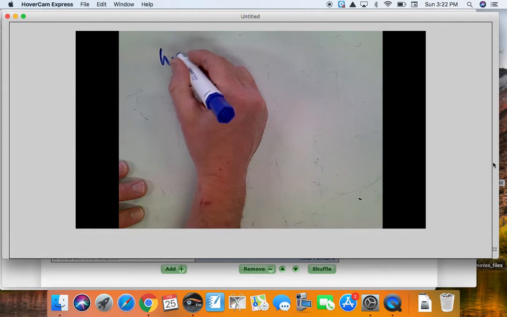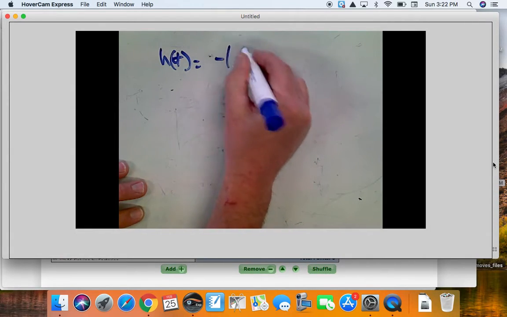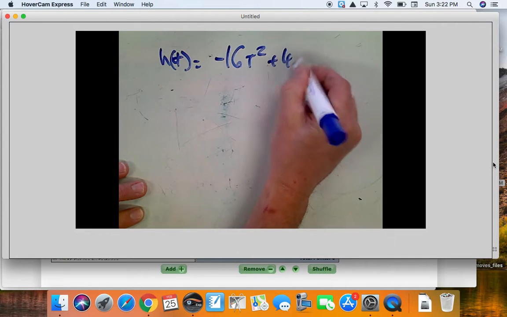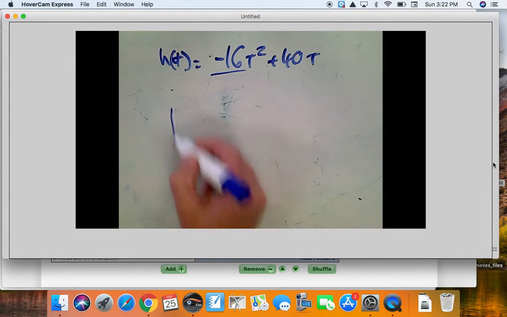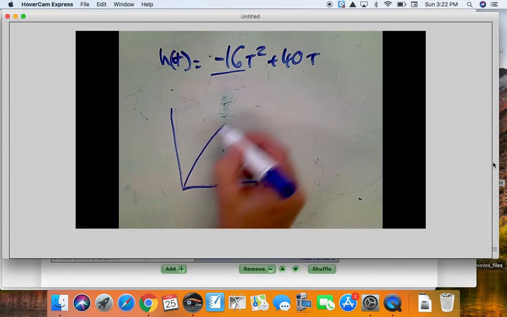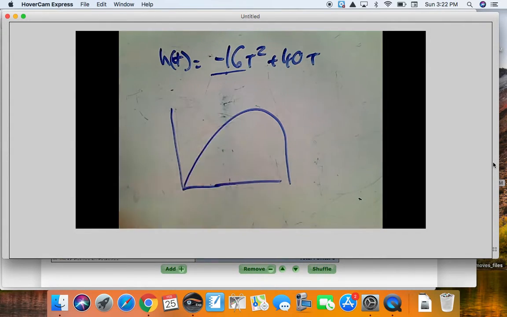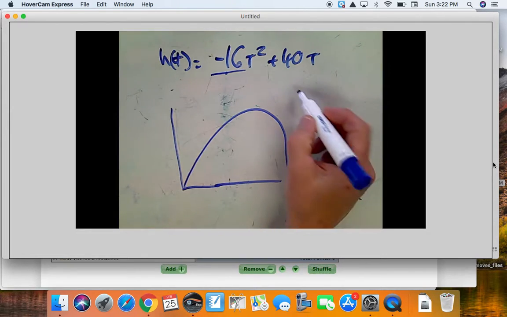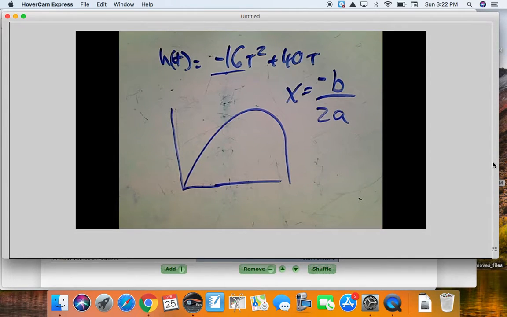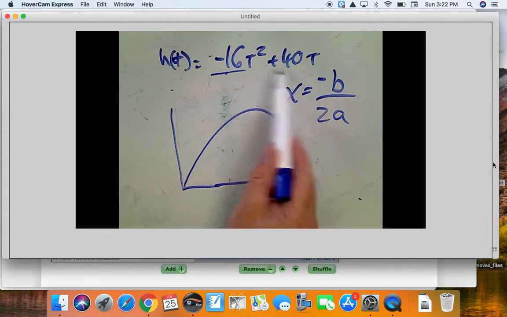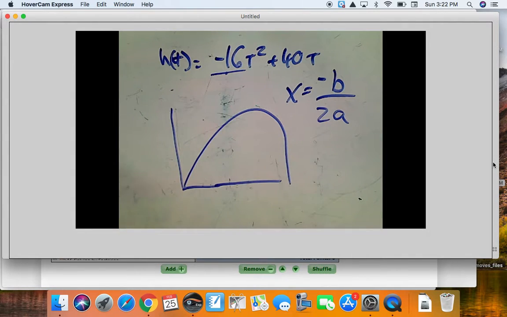Okay, so let's switch back over here. h of t equals negative 16t squared plus 40t. You can see that this parabola is going to be going something like this, fairly steep, because that leading coefficient is negative. And we need to find that vertex. The book often talks about the opposite of b over 2a being the coordinate of the vertex, and in this case, completing the square is going to be a little bit awkward because 16 doesn't go into 40, so we'll use this method.